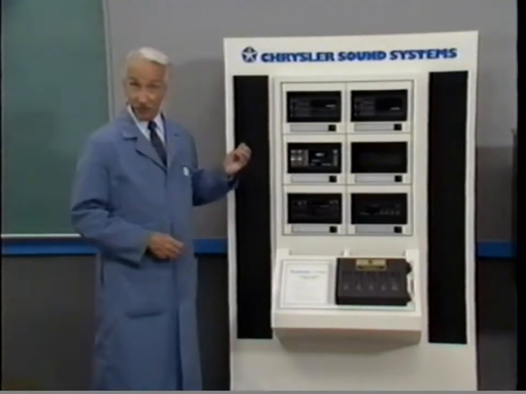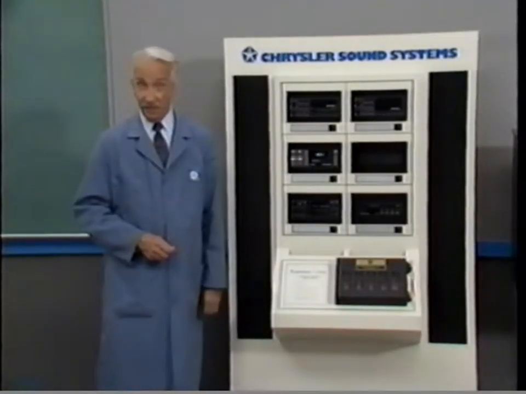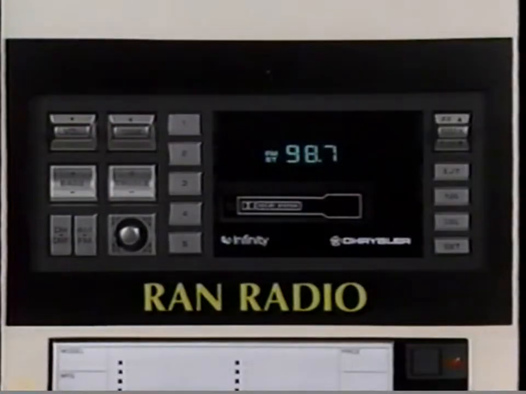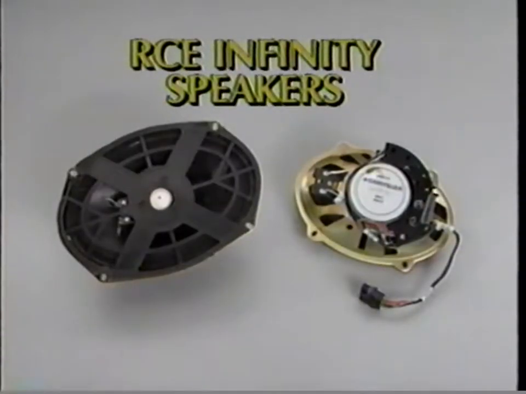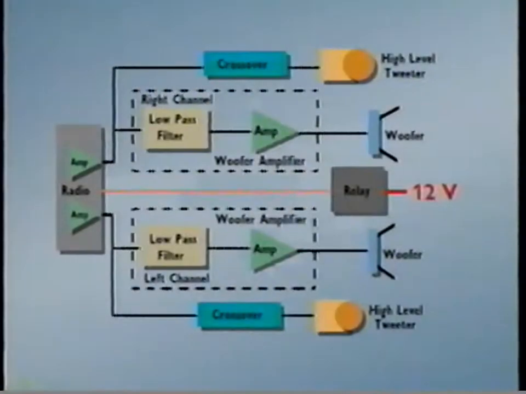This is the Chrysler Infinity One sound system. It consists of the RAN radio with RCE Infinity speakers. The RCE speakers are a bi-amplified Infinity system in which individual speaker amplifiers in conjunction with frequency filters produce a powerful yet high-quality sound. In a bi-amplified system, the tweeters are driven by 4 amplifiers in the radio and all the woofers have individual amplifiers.